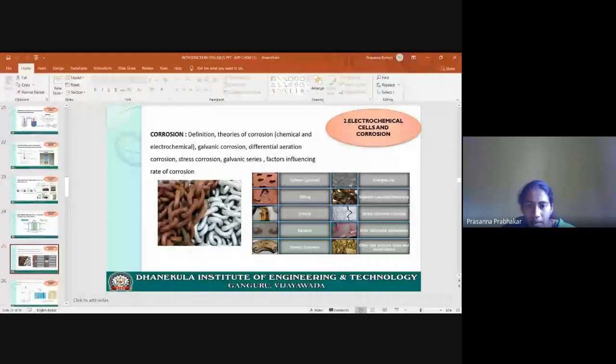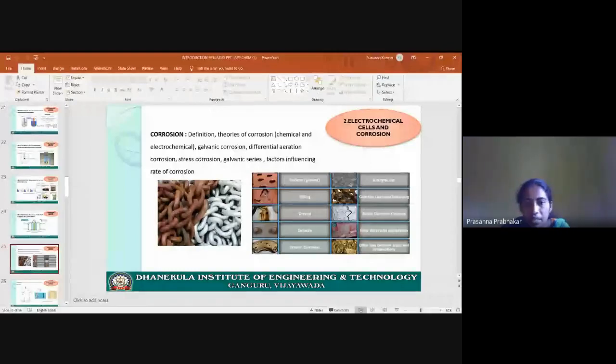Mainly the wet and dry theory, the two theories may completely explain corrosion. Mainly there are three types of corrosion: one is galvanic corrosion, another is differential aeration corrosion, and the third is stress corrosion. Next, factors that influence the rate of corrosion. Which factors may influence corrosion? Maybe temperature, rainfall, pH, reaction in acidic medium, anodic impure metal, electrode potential of the metal, and electrochemical series of the metal. All those factors may influence the rate of corrosion.